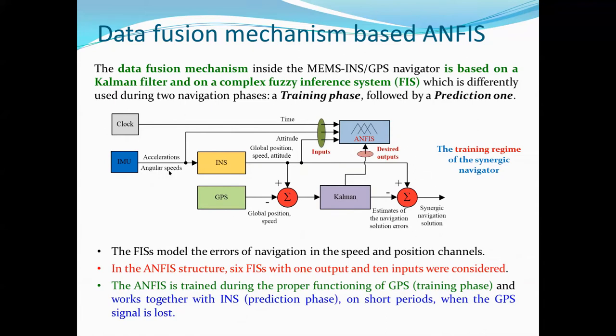So here is the training regime. We can see that the system has a valid GPS, so we have access to the GPS data during the training. The adaptive neurofuzzy inference system will have six independent fuzzy inference systems, one per channel, three speed channels, and another three position channels. So we have 10 inputs and 6 outputs. The ANFIS is trained during the proper functioning of GPS, like I already told you, and works together, attention, with INS in the prediction phase on short periods when the GPS signal is lost.